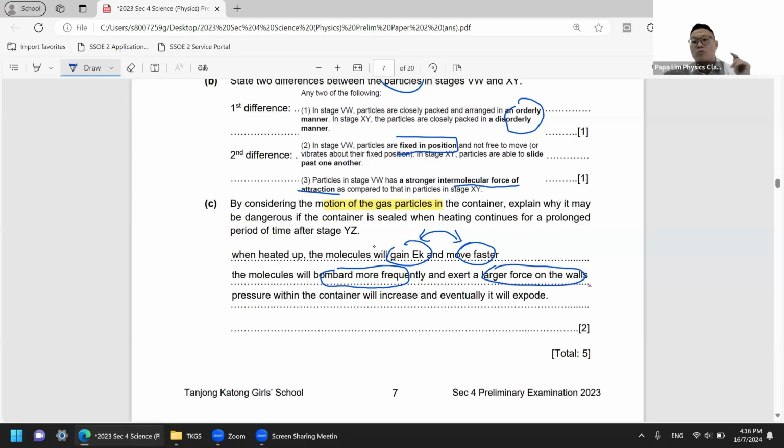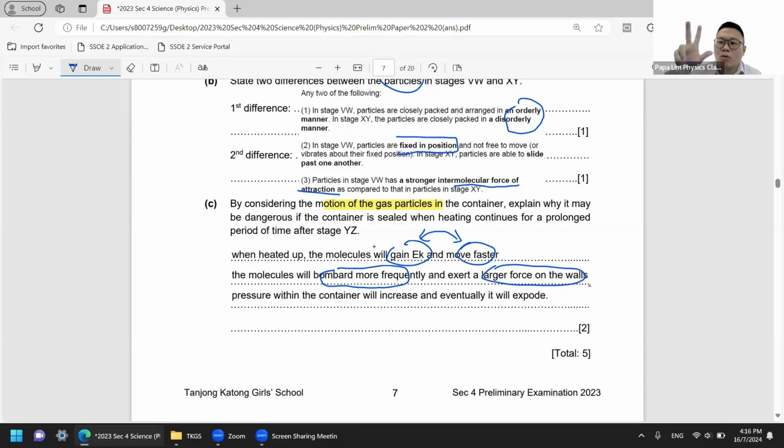wall actually increases. Remember, here we are looking at the container exploding. So we are looking at the force exerted on the wall of the container, not on the particle itself. Because the molecules now travel faster, they collide with the wall more often. So the particle gains EK and the particle moves faster.